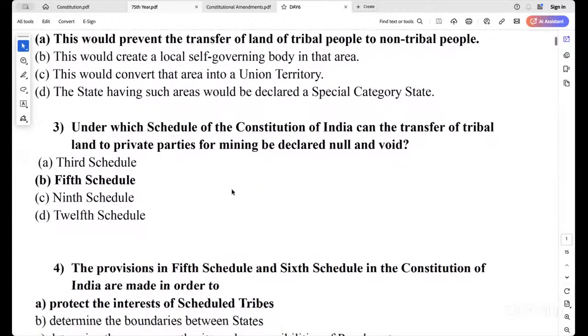Under which schedule of the Constitution of India can the transfer of tribal land to private parties for mining be declared null and void? 5th schedule. This is a question that came in UPSC just like this. Okay, so when questions from schedules come, this is how the questions have been for the past 5-7 years. The question is like this only with respect to schedules. They didn't go any further steps.